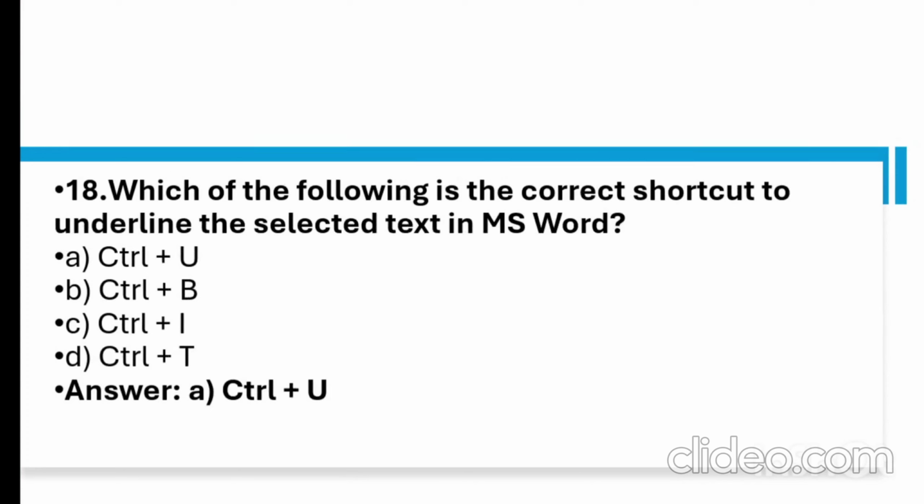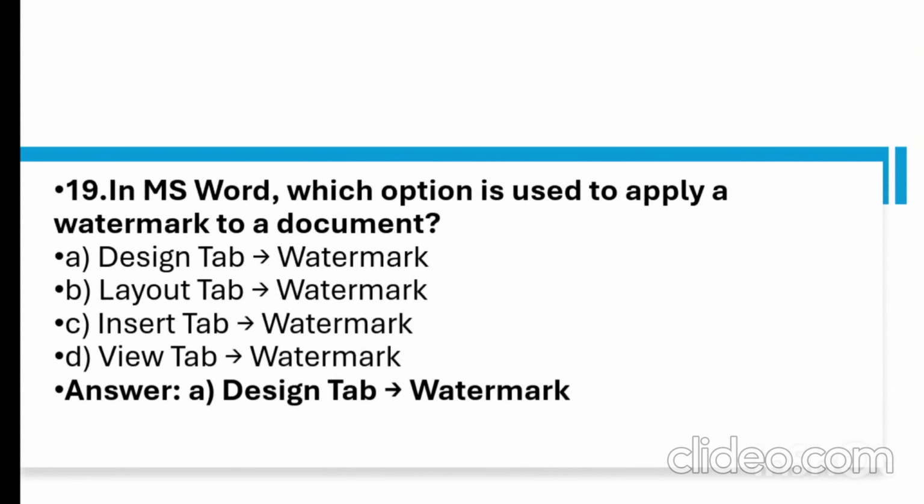Question number 18. Which of the following is the correct shortcut to underline the selected text in MS Word? Options are A. Control plus U, B. Control plus B, C. Control plus I, or D. Control plus T. So the correct answer is A. Control plus U.